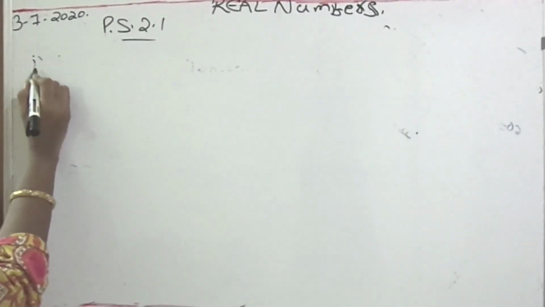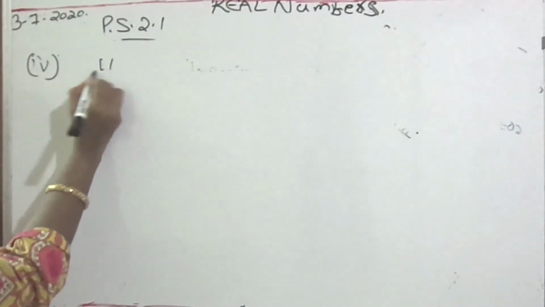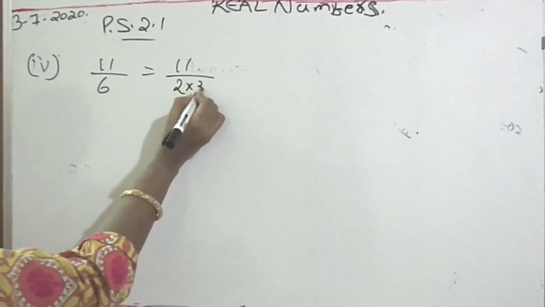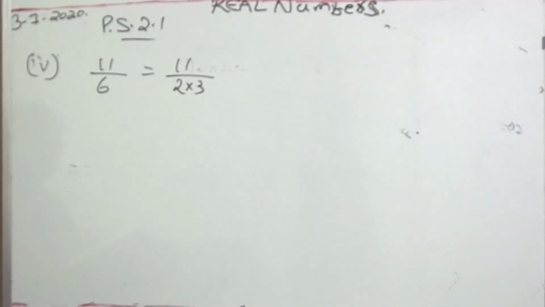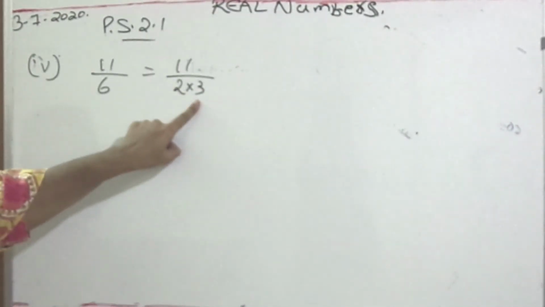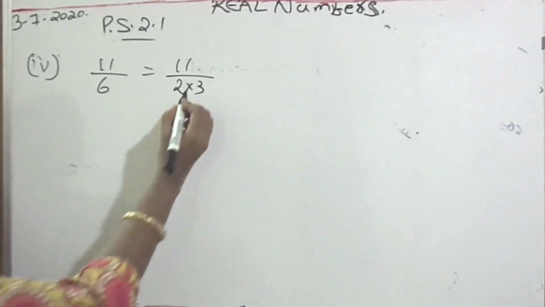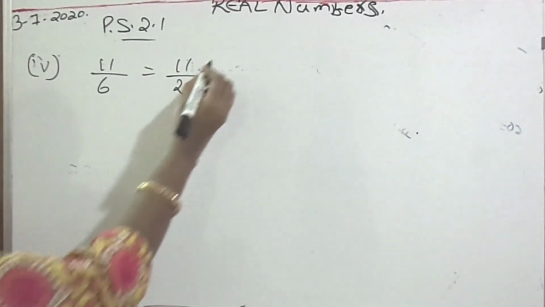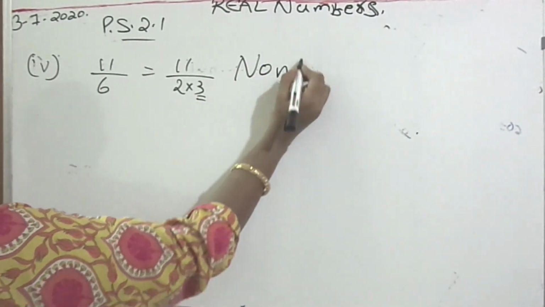Next, 11 upon 6. Break the denominator into prime factors: 2 into 3. But here it is not only 2, only 5, or a combination of 2 and 5. There is another number, 3, which is coming. So that means this is not a terminating type. This is non-terminating.